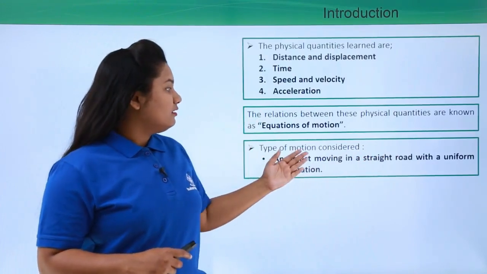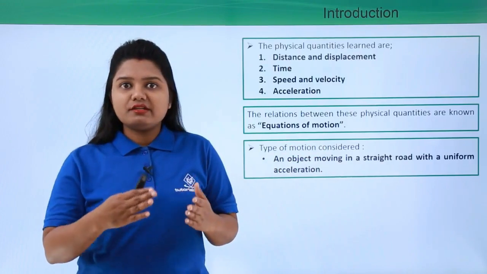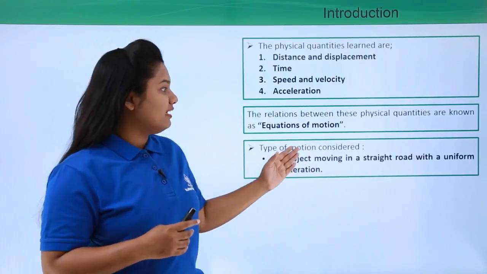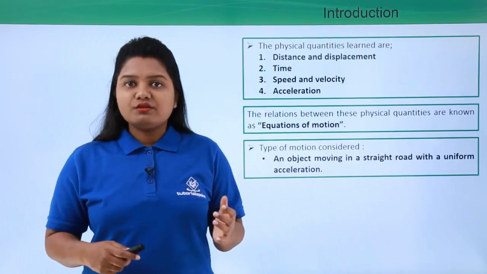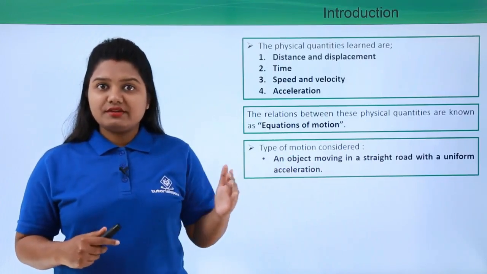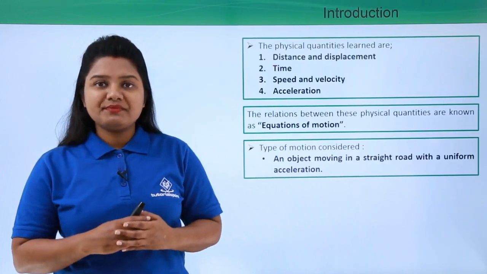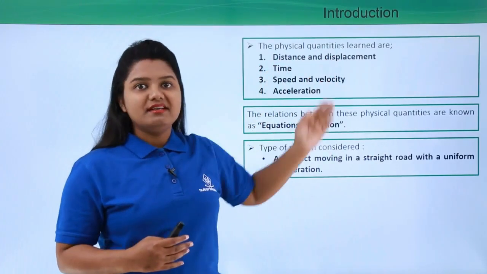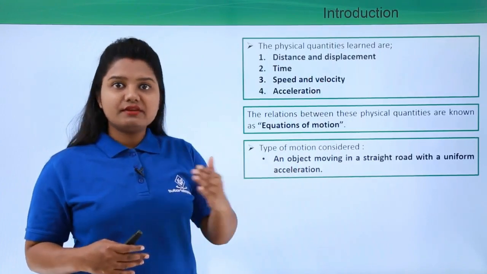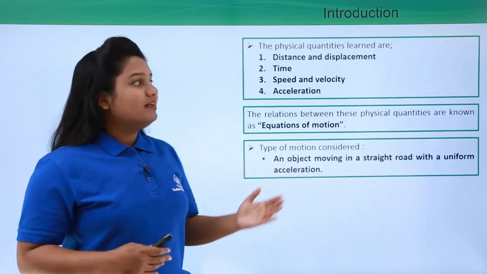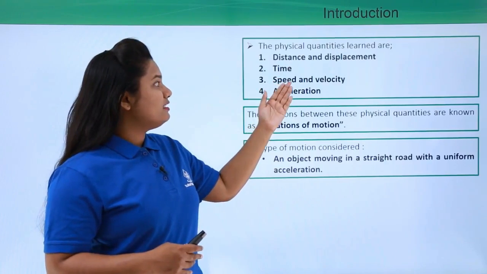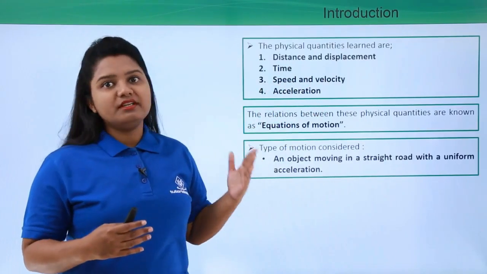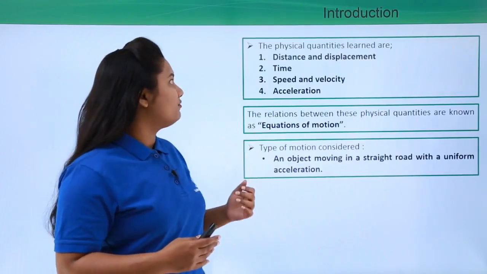So we will be considering only this kind of motion throughout this module. That is, the object will be moving in a straight road only with a uniform acceleration and nothing other than this. Whenever an object is moving in a straight road with a uniform acceleration, there is no difference between the terms distance and displacement, since the body is already moving in a straight road. And also there is no difference between the terms speed and velocity. So these terms may be used interchangeably in this module at some point of time.